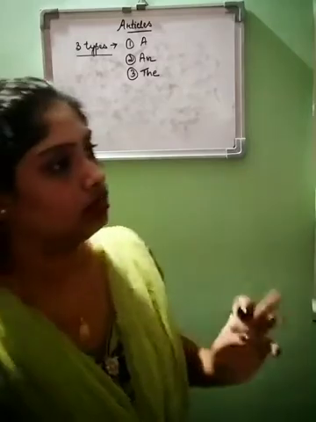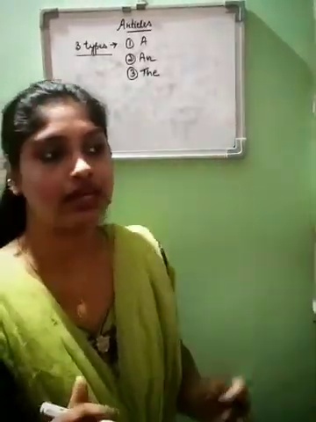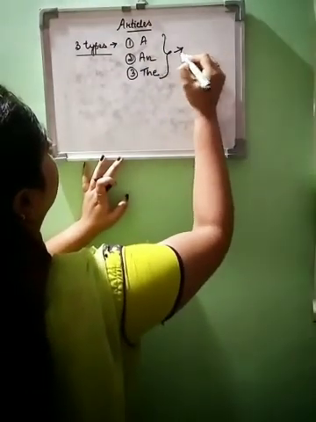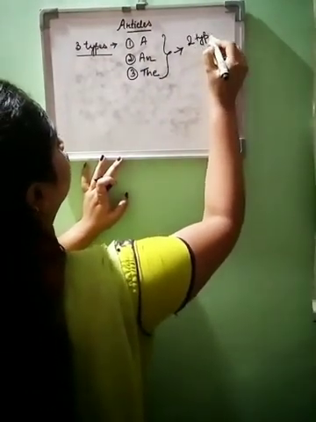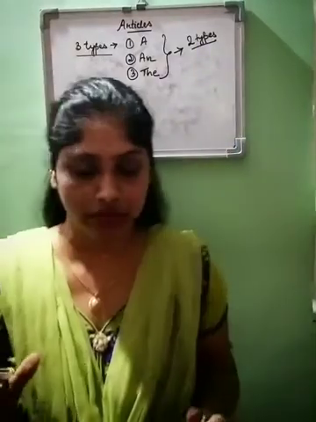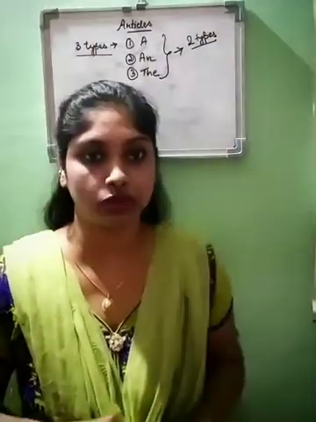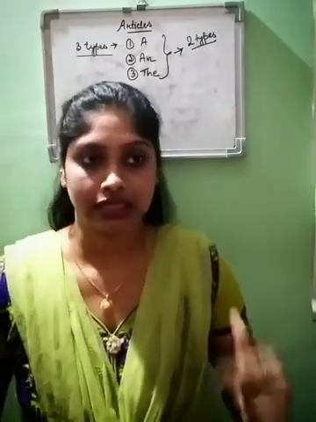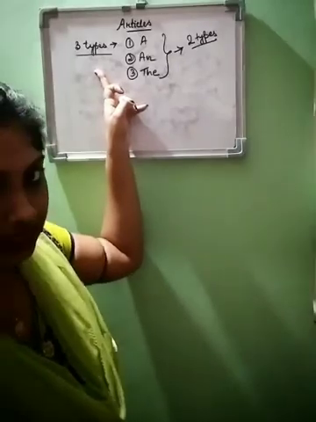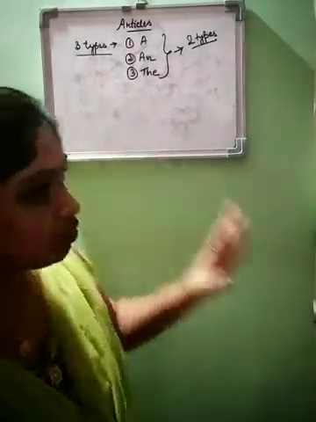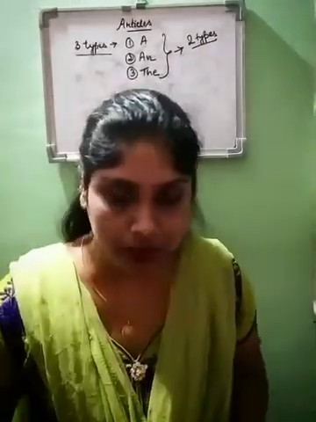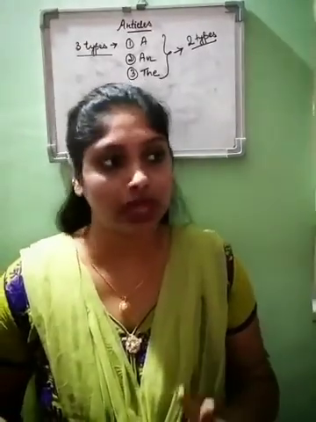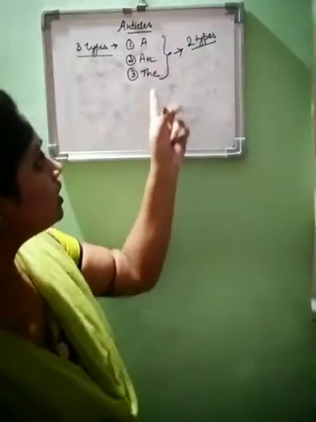Now these three articles are divided into two types. Let me clear this to you: if anybody asks you how many articles are there, you have to answer there are three articles. And if they ask how many kinds of articles are there, then you will say two types, or two kinds of articles. Basically these are the articles.